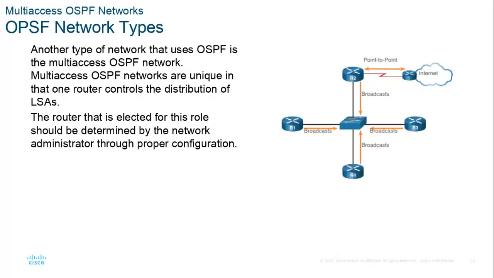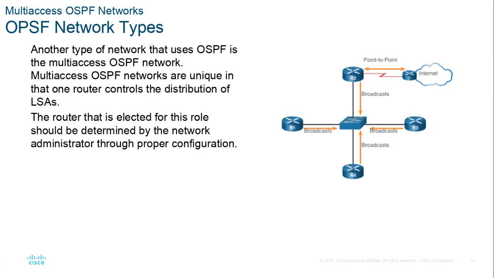Okay, multi-access networks. Multi-access networks are ones in which, in this case, we have four routers attached to a common Ethernet switch, and they all can hear each other. Ethernet is a multi-access network because all Ethernet frames are heard by everybody in the network. So in this case, we need to have one router controlling the distribution of link state updates. That's the designated router. Remember we talked about this earlier, I can simply let the router that accidentally has the highest IP address become the designated router, or I can control it myself.